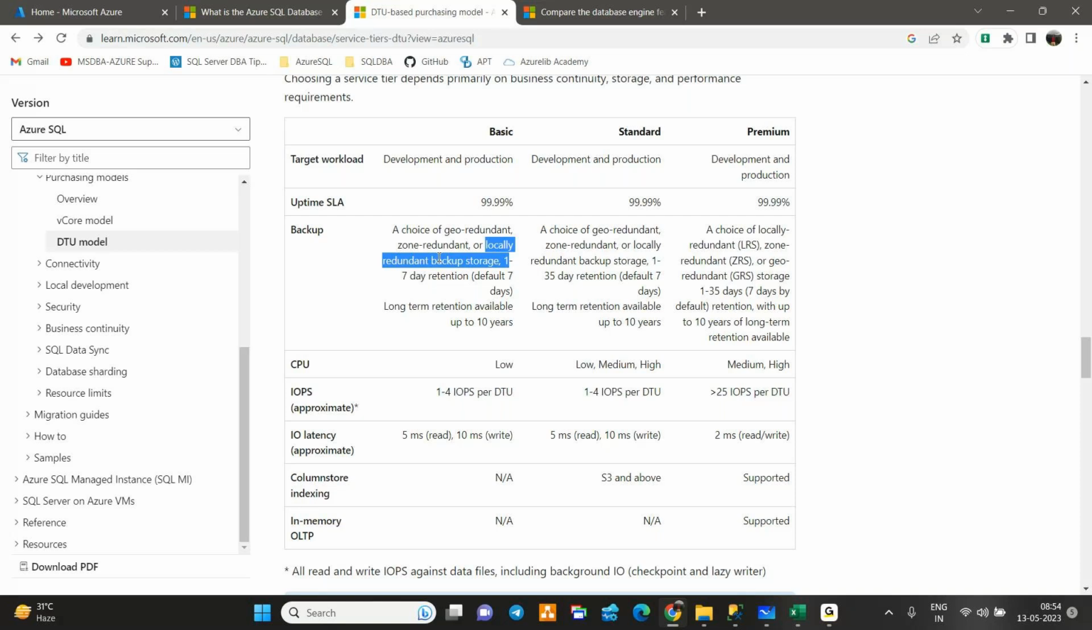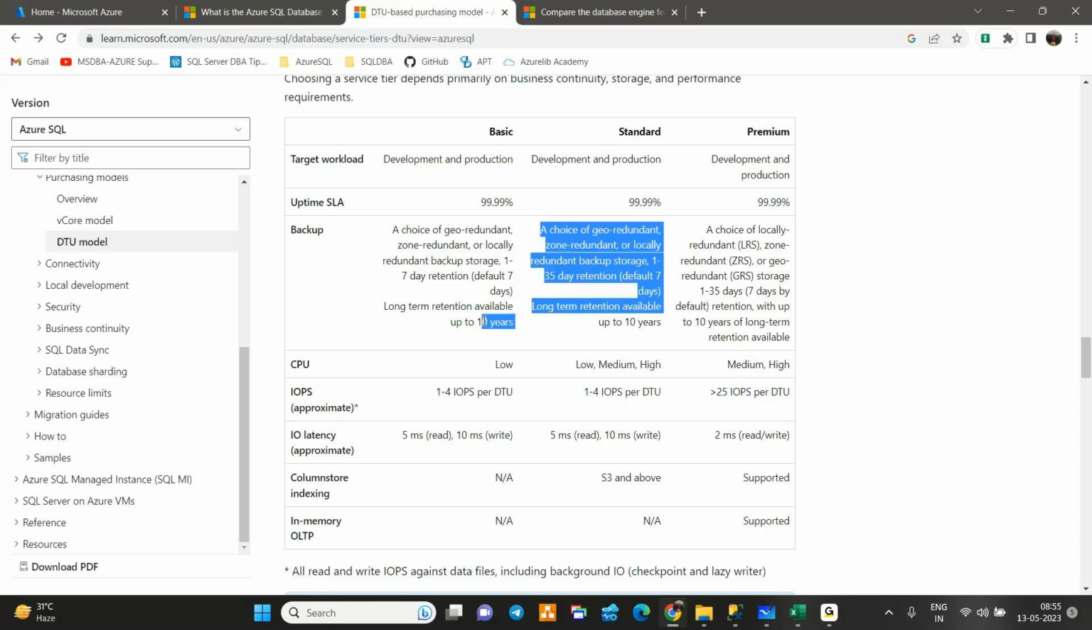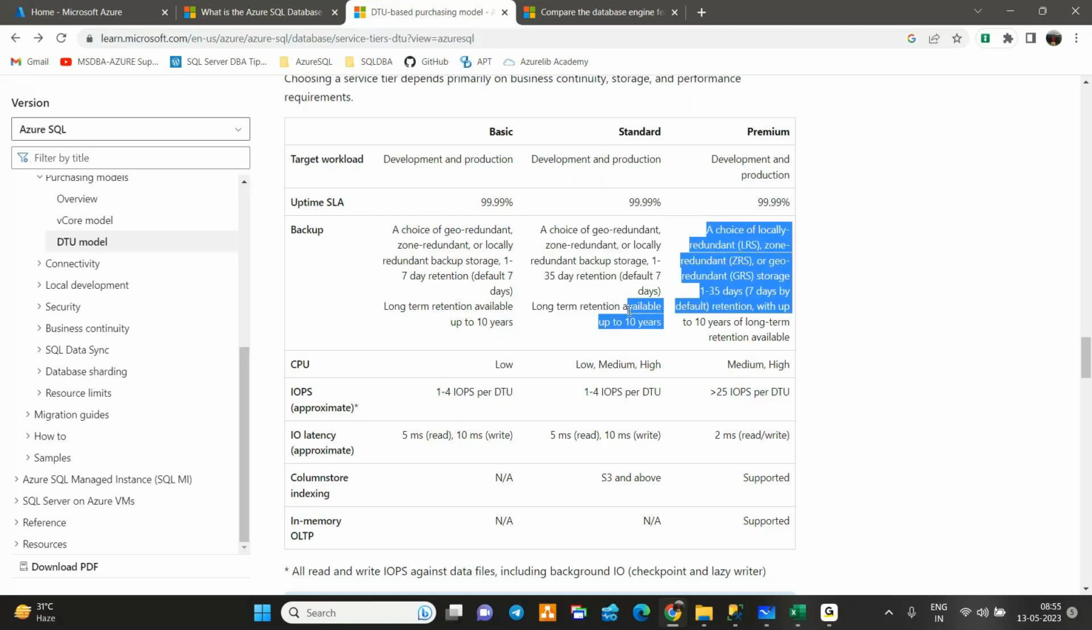We'll discuss that part. You can take the backups, I mean Microsoft takes them. So Microsoft is going to take the zone redundancy backup, geo redundancy backup, and local redundancy backup, and your retention will be 7 days, and you can also store your backups up to 10 years. Here also same logic.